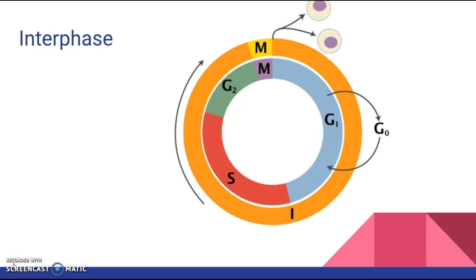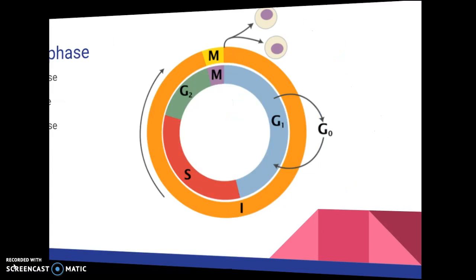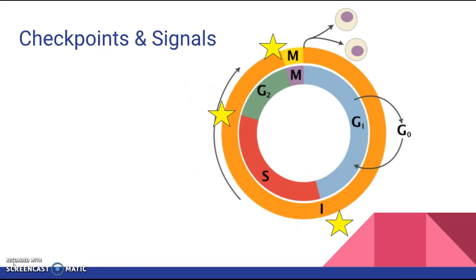This is where things get a little complicated. The interphase consists of three phases: the G1 phase, the S phase, and the G2 phase. During the G1 and G2 phases, the cell is growing. The one in the middle of the three, which is the S phase, is where the cell will duplicate its DNA.